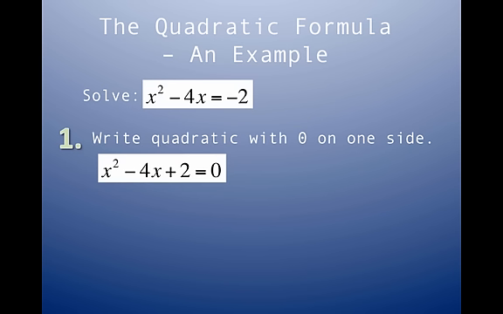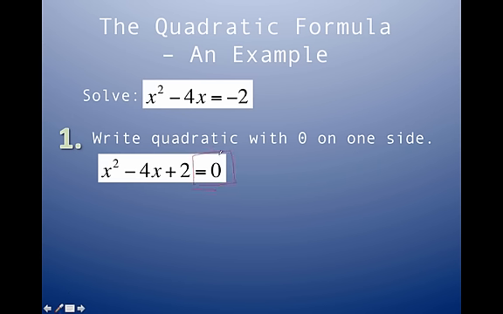Let's go through the steps with an example, and then I actually have a couple more in the example videos that you can check out. All right, so we start out with x squared minus 4x equals negative 2. The very first thing we have to do, and you guys, this is so important, you cannot just start solving until you have 0 on one side of the equation.